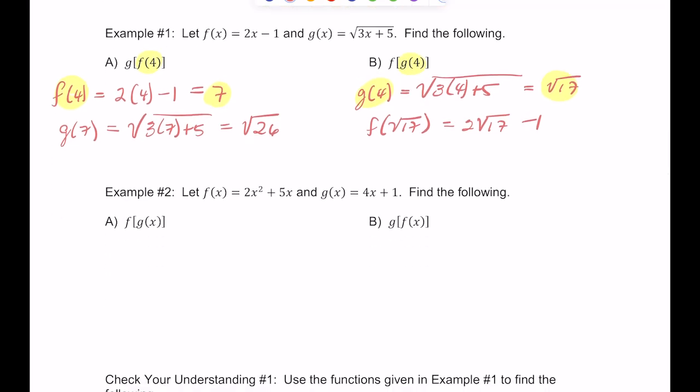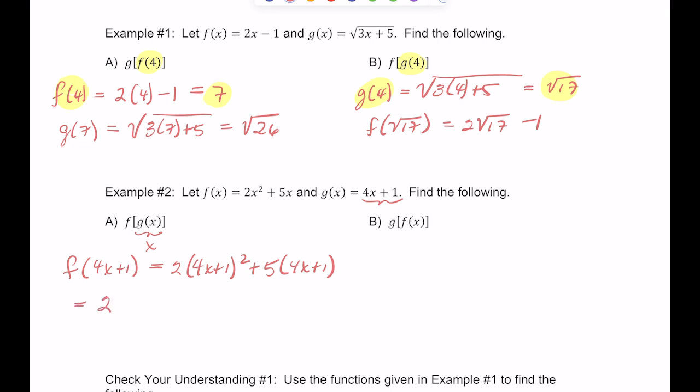Here's another example of composition. We have two different functions. f of x is now 2x squared plus 5x, and g of x is 4x plus 1. If I want to find f of g of x, I take my f function, 2x squared plus 5x, and replace all the x's with g of x, which is 4x plus 1. So I'm basically finding f of 4x plus 1. I substitute into the f function: 2 times the quantity 4x plus 1 squared, plus 5 times 4x plus 1.